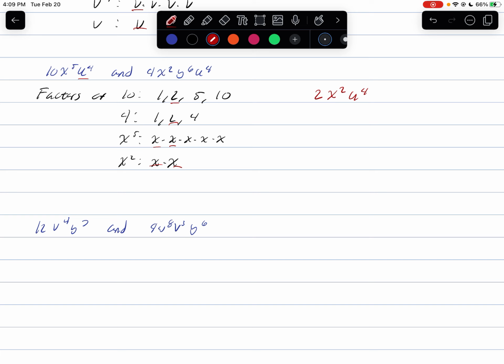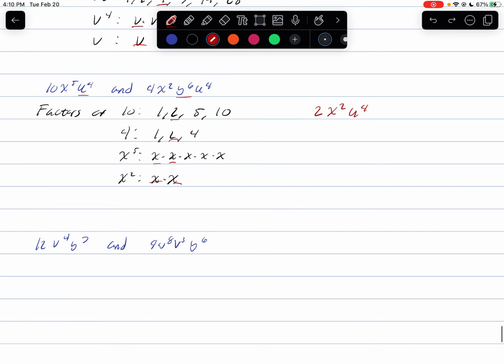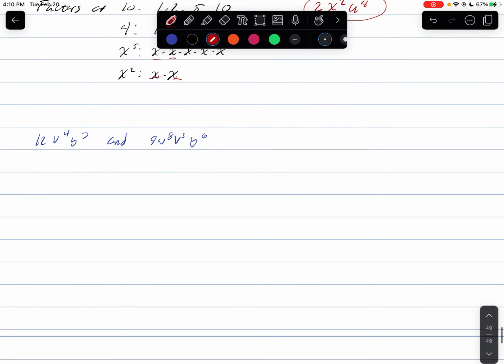And then here we have y to the sixth. The thing is, only one of them has a y term at all, and that's this term here. Because this y to the sixth is only a part of 4x squared y to the sixth u to the fourth, and it's not part of 10x to the fifth u to the fourth, we're not going to include that as something that we can factor out. So our final answer is going to be 2x squared u to the fourth.